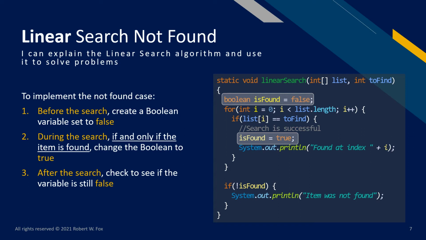We're changing the variable to mark that we were successful. And finally, after the search, after we've looked through the entire list, we're going to check to see what the status of our variable is. And if the isFound variable is false at this point, meaning it never got changed to true, we'll be able to say that the item was not found.